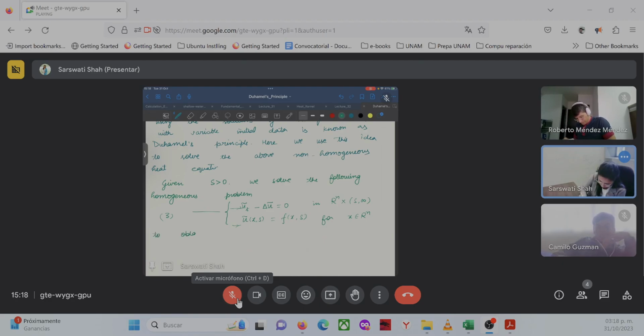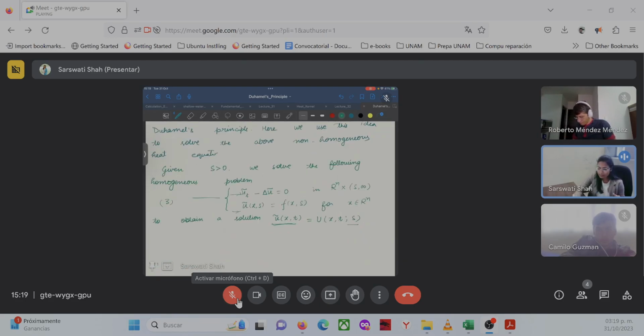To obtain a solution, u tilde x comma t equals capital U x comma t. So now we are getting a solution for some s greater than 0. We are assuming that u tilde depends on s. However, you will use this u tilde to find the solution of this problem, and then this s will vanish. How we are going to proceed, we are going to see that procedure.